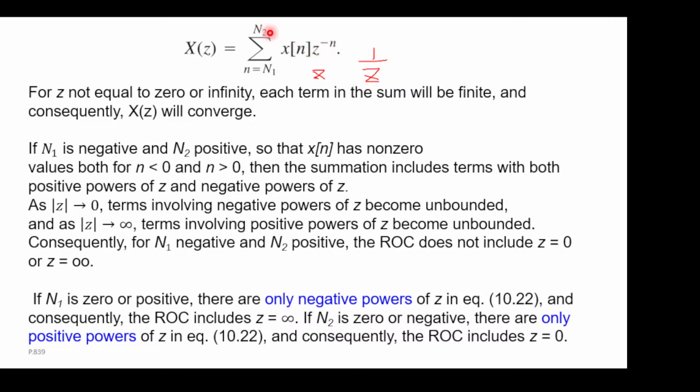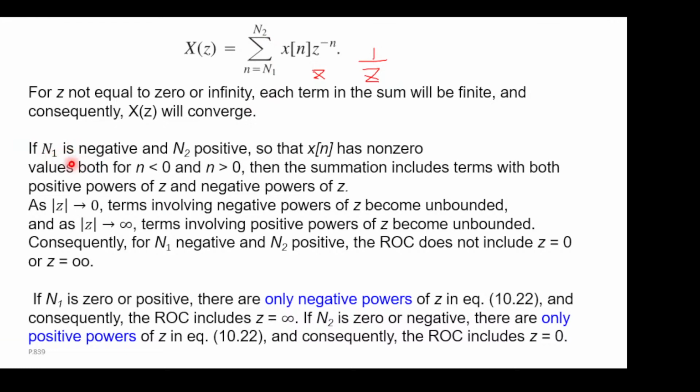And if you are on the positive side, then this z to the minus n, so if n is negative, then z to the minus n is like z to some power. And z to some power will diverge when z goes to infinity. Okay. So this is why you might not include infinity or 0. And so it's a base case, so we want to analyze this in cases.